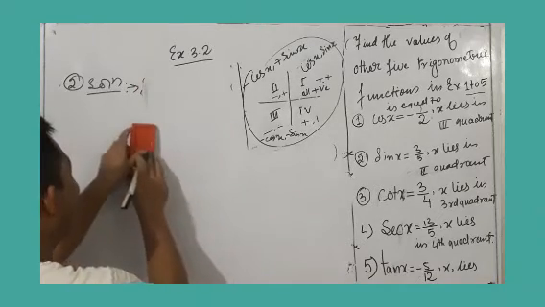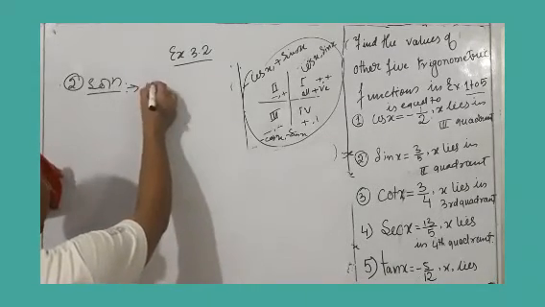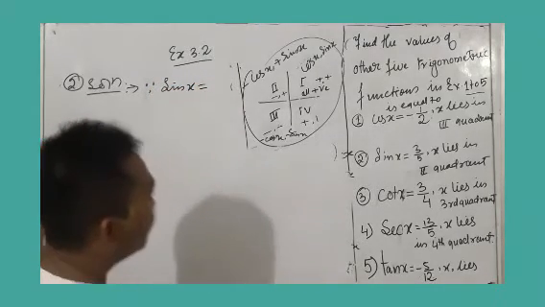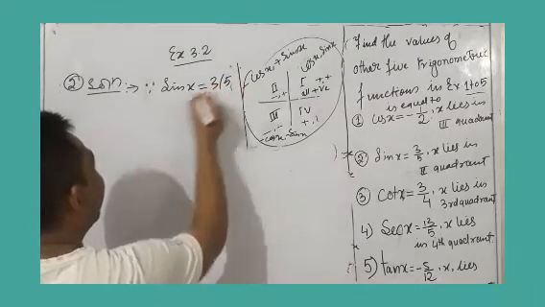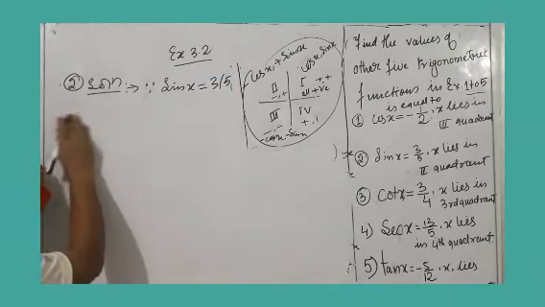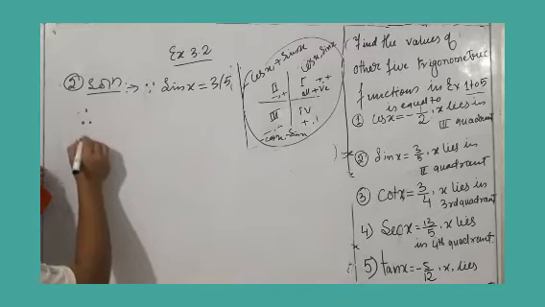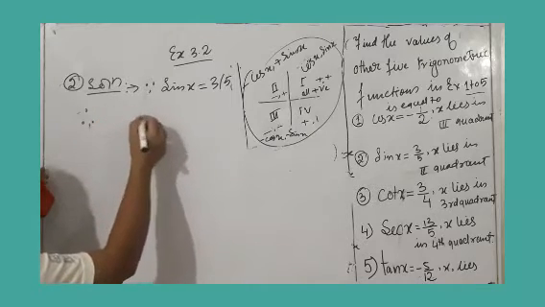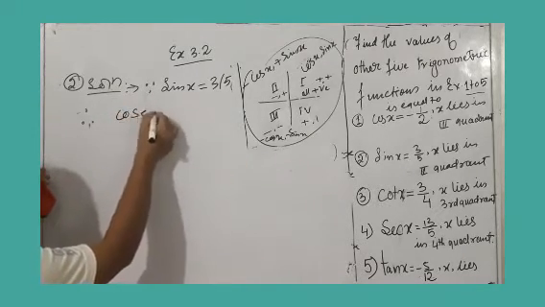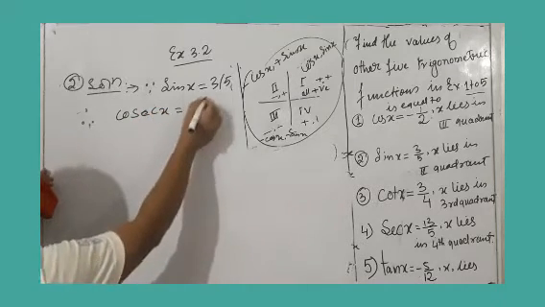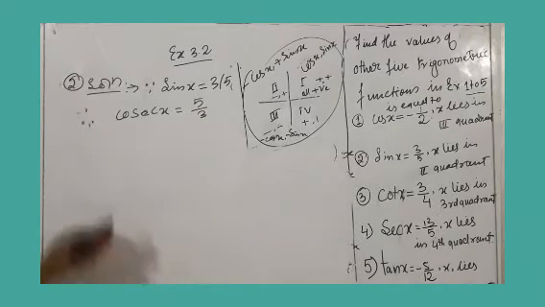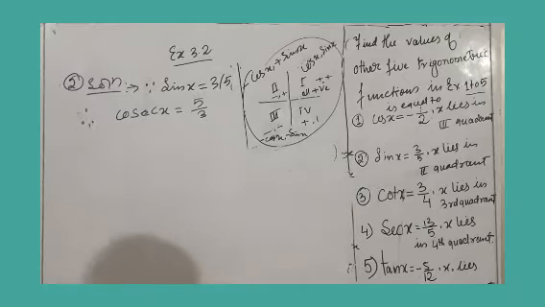Since sin x equals 3 by 5, therefore cosec x will be just the reciprocal of this, which is 5 by 3. Correct? So we have got cosec x. The rest, we have to find the values of the 4 trigonometric functions.